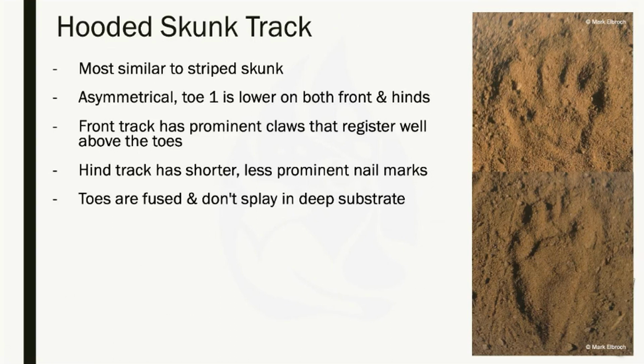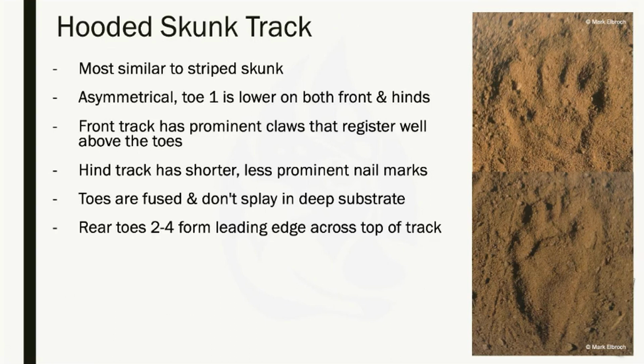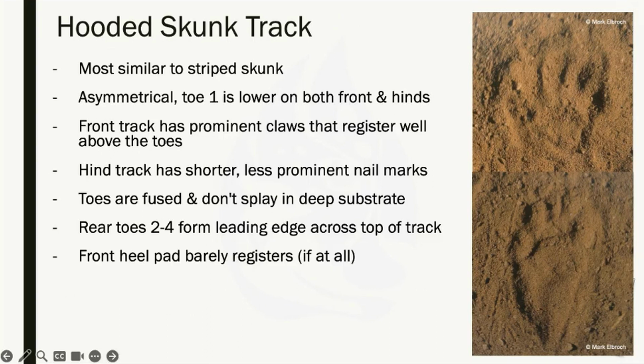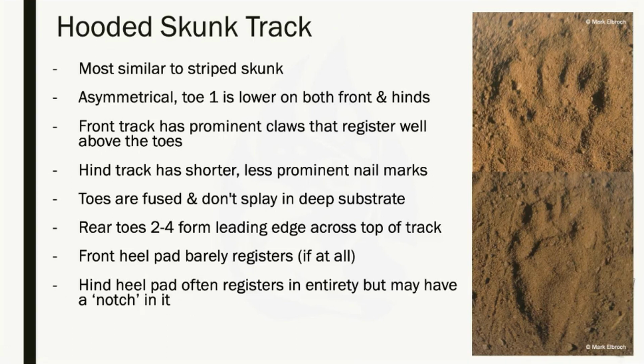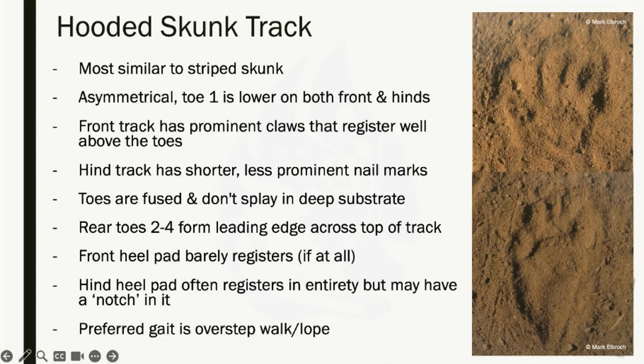The hind track is going to have, again, less prominent nail marks, as with all the other skunk species. And the toes are going to be fused together, so they're not going to splay if you see it in deep mud. Again, toes 2 through 4 in the hind track are going to be across the top here, almost in a line, not quite. And you're rarely going to have a heel pad in the front register. Very unusual. Again, in the hind, the heel pad usually registers, but oftentimes it has a little notch in it, which you can kind of see here, this sort of notch right here. And their preferred gait is an overstep walk or a lope.